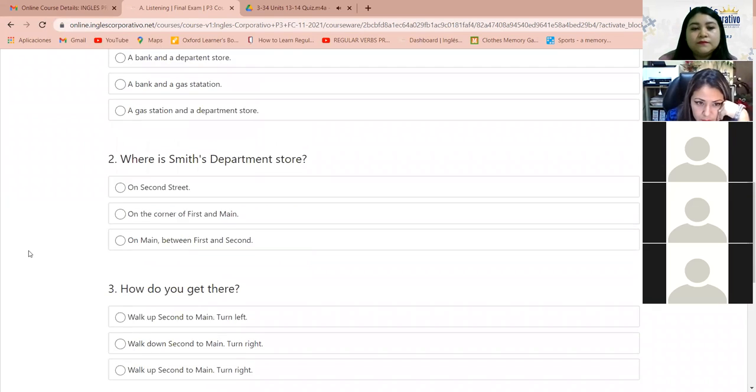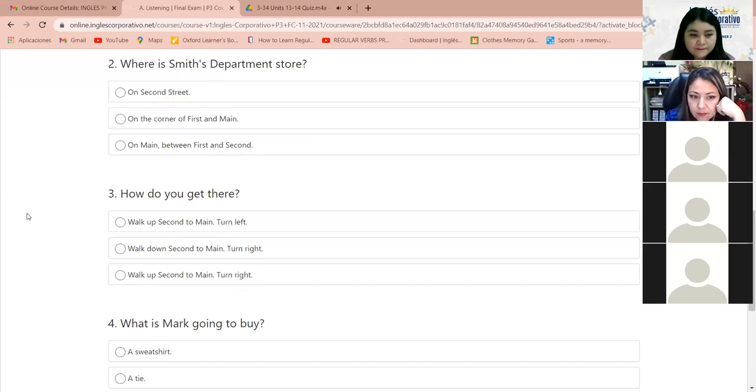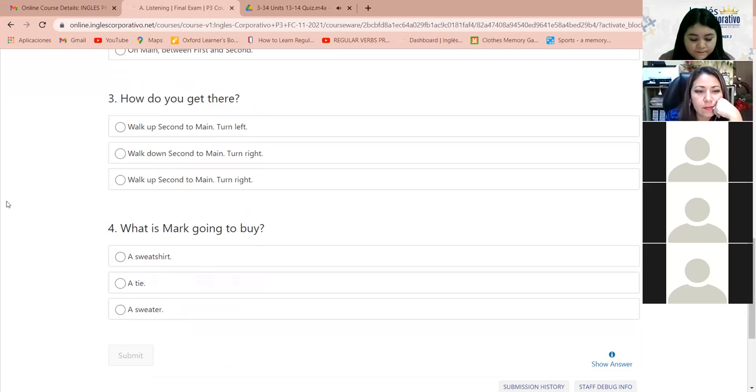2. Uh-oh, I think we're lost. Where's Smith's department store? I'm not sure. I usually drive there. Do you know where it is? No, not really. Well, I think it's on 2nd Street. No, it's not. We're on 2nd Street now. I think it's on Main. You're right. It's on the corner of 1st and Main. 3. So how do we get there from here? Well, we're on 2nd now, right? Yeah. So we just walk up 2nd to Main. Are you sure? Yes. Then we turn right. It's down the street on the left.